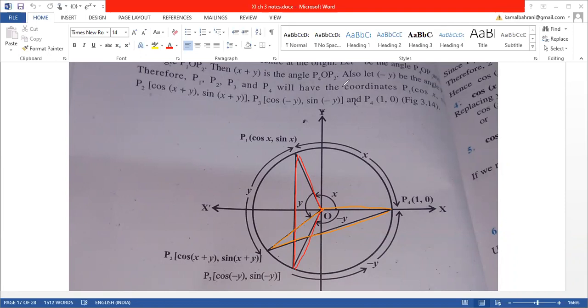Just see, this side is the radius of the circle, this side is the radius of the circle, this side of red is the radius of the circle, and this side is the radius of the circle. Clear? So two sides are equal. Now just see this angle: it will be equal to y plus this much angle, let it be z, so y plus z.